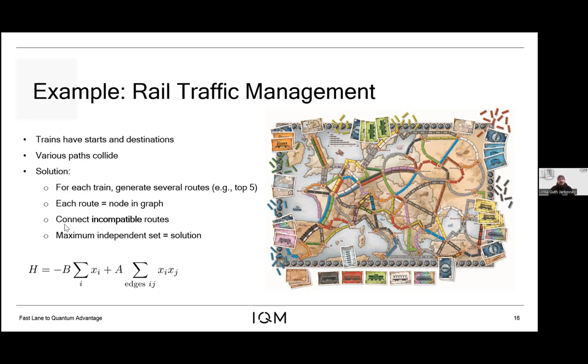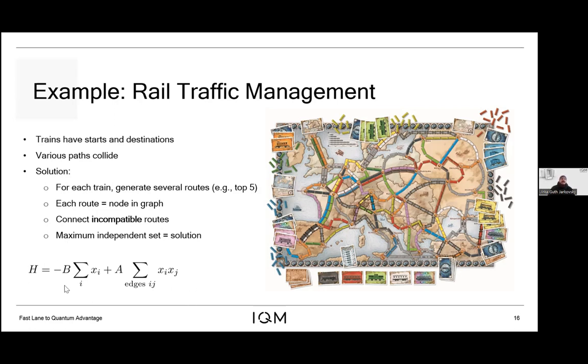And now in this graph, if we look for the maximum independent set, so the largest number of vertices that are not connected together at all, then this would be our solution. Because these vertices are not connected at all, they are all compatible with each other. So now we've changed this from rail traffic management to the maximum independent set problem. And the maximum independent set, again, is relatively easier to transform into QUBO.